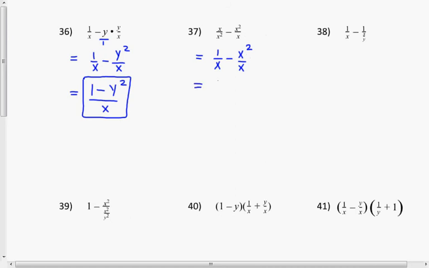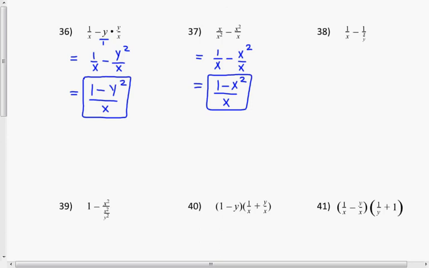So now I can write this 1 minus x squared over x. That's my final answer written as a single fraction, and that's as simplified as it can get. It won't do any good to factor that difference of squares in the numerator.